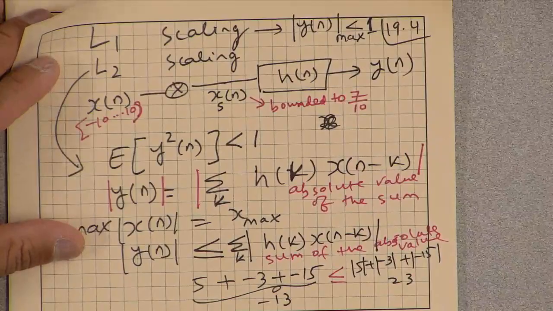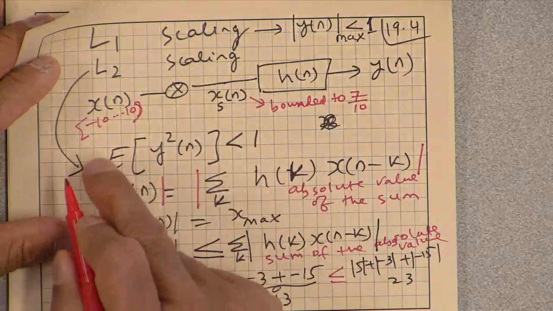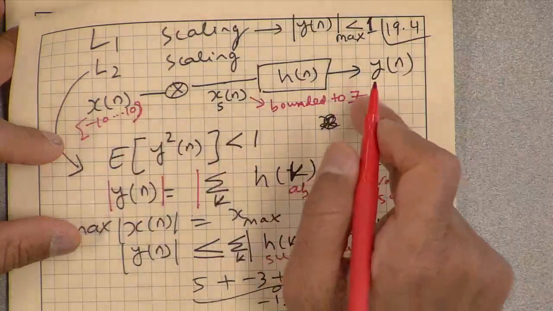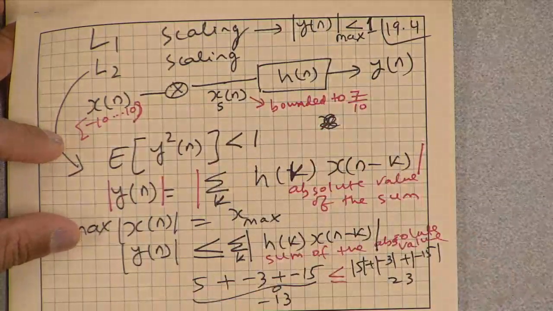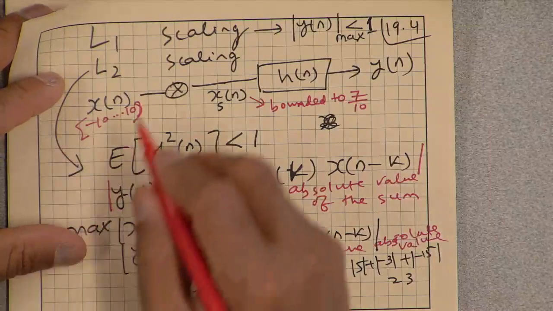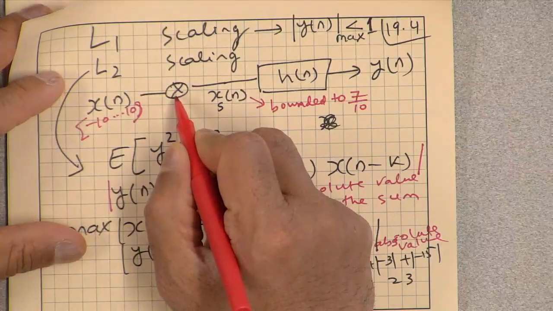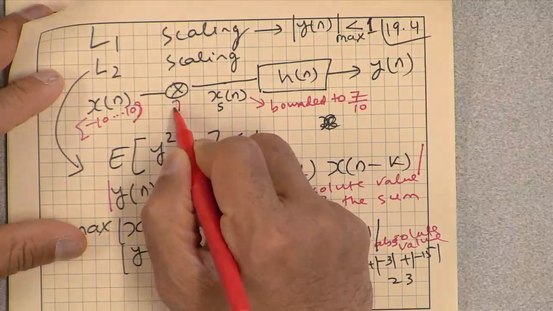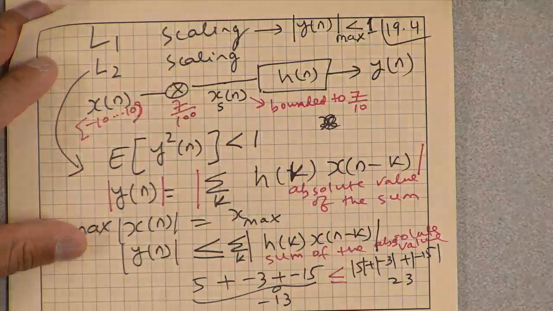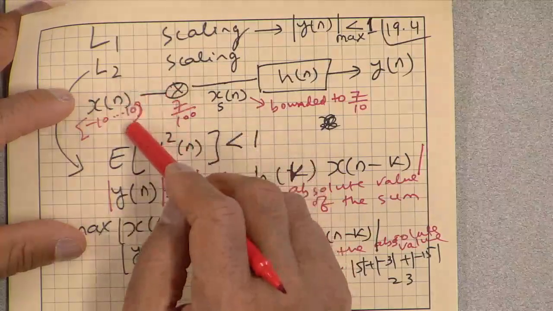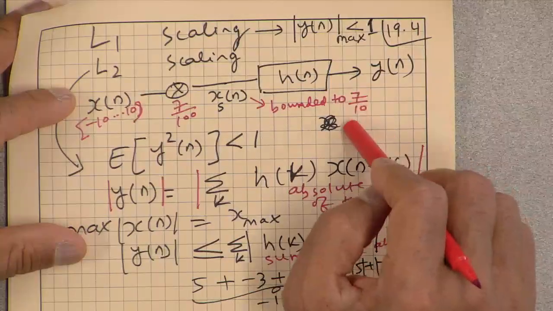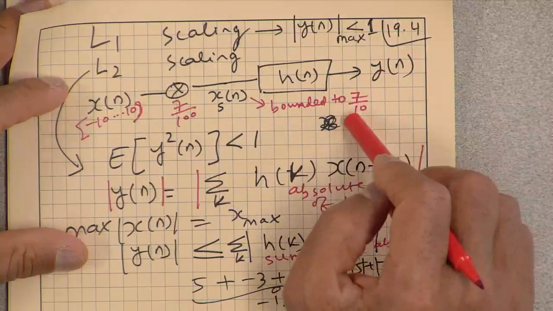Okay, so then what that means is I need to bring this dynamic range down to 7/10. So what will the scaling factor be? That would be 7/10 divided by 10, or 7/100. So whatever the signal is, if it is 10, multiply by 7/100, and that is bounded at exactly 7/10.